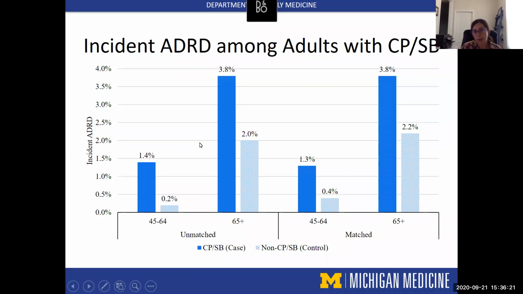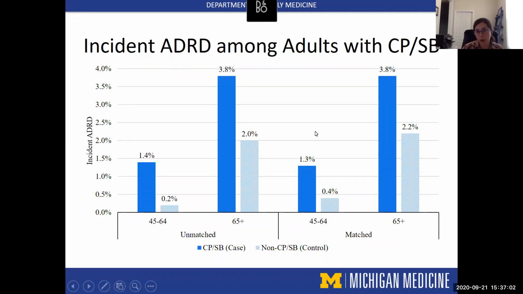So in this case, for example, for individuals with CP and spina bifida, as you can see, although the rate is low, the blue represents our cases, people with diagnosed CP or spina bifida. It's 1.4% compared with 2%. So the risk is 7 times higher among these individuals. As they get older, that risk goes up, but the difference between the 2 groups is getting smaller, because as people age, even without disability, the risk for Alzheimer's will go up.